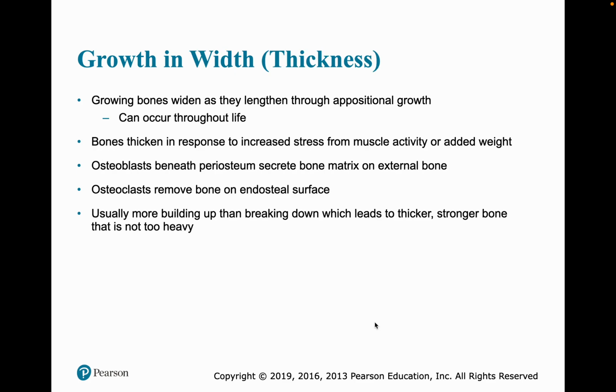Growing bones are also wider as they grow. This occurs through appositional growth, and this type of growth can occur throughout our lives. The bones will thicken in response to increased stresses from muscle activity or added weight. Osteoblasts beneath the periosteum will begin to secrete bone matrix on the external bone. The osteoclasts will remove bone on the endosteal surface, usually more building up than breaking down, which will lead to thicker, stronger bone that is not too heavy.